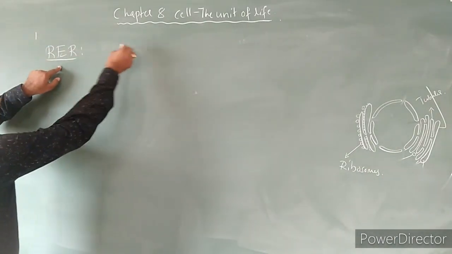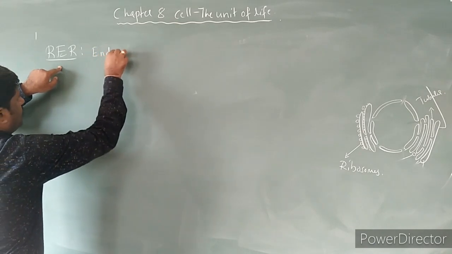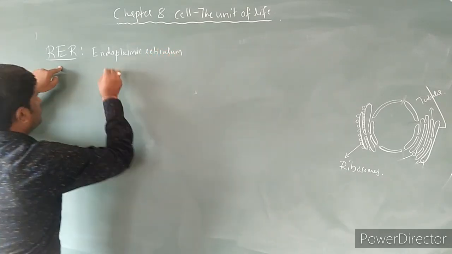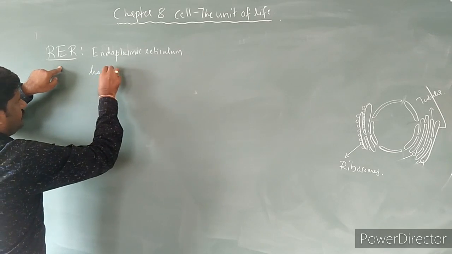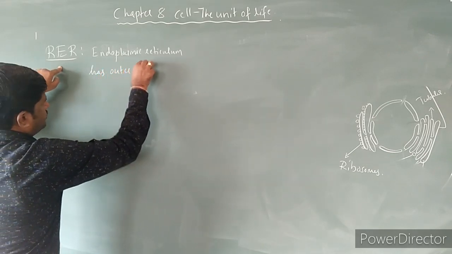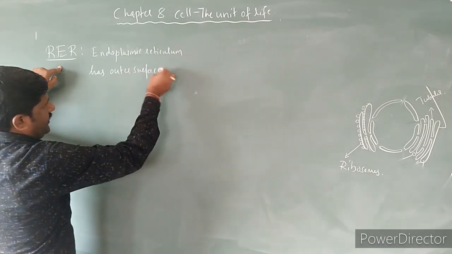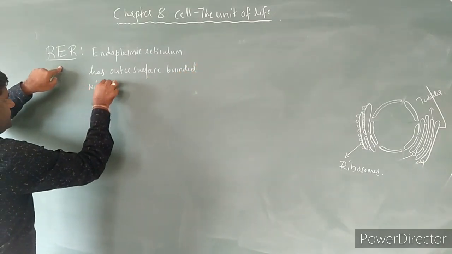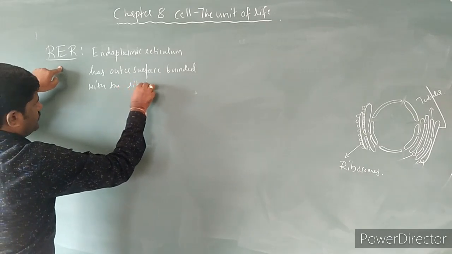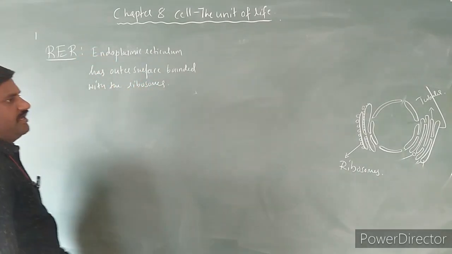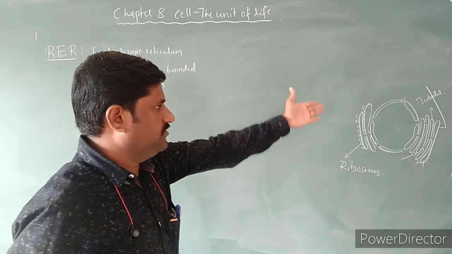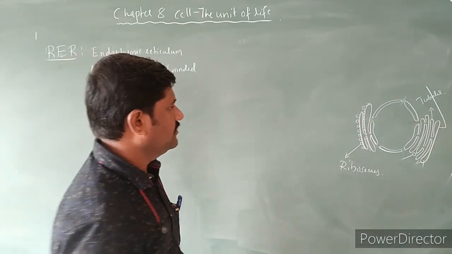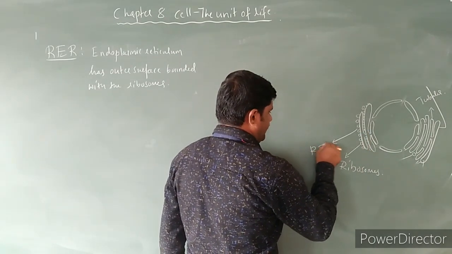What is a rough endoplasmic reticulum? If the endoplasmic reticulum has its outer surface bounded with ribosomes, then that kind of endoplasmic reticulum is known as rough endoplasmic reticulum. This is RER.